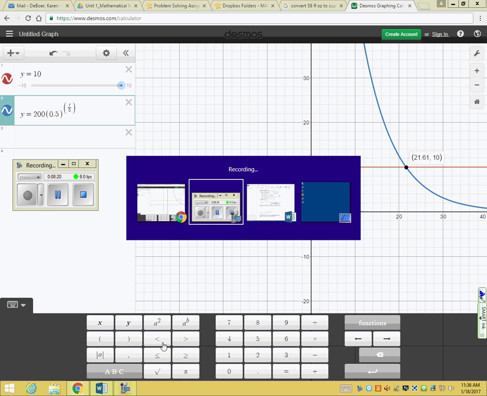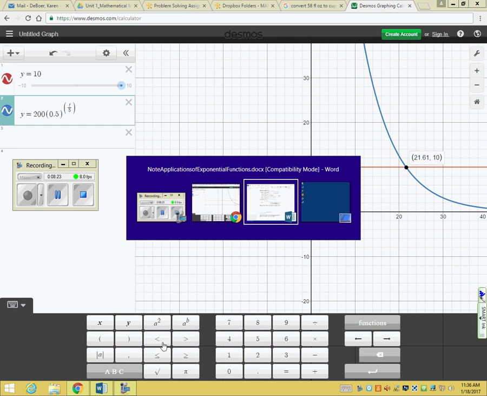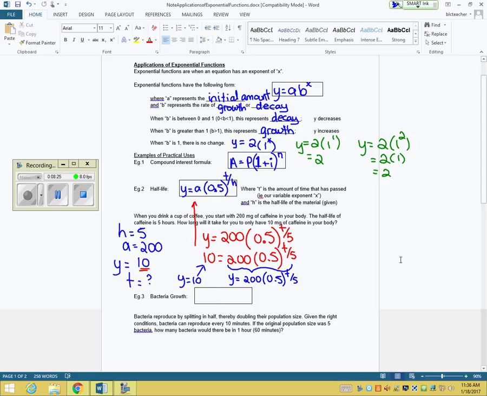So I'm going to go back to my page, this one. So we had point of intersection at t equals 21.6. And because our units for time are hours, as described in the question, that means it's 21.6 hours for there to only be 20 milligrams of caffeine left.